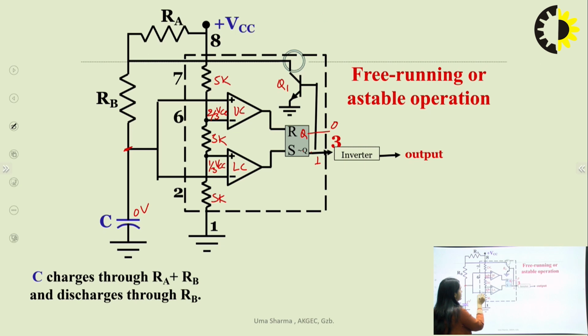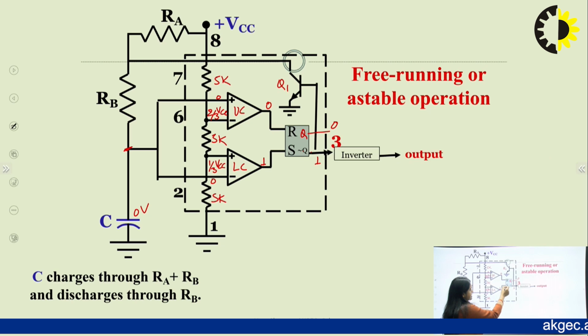So the lower comparator will produce 1, since the differential voltage is positive. Now let's see the upper comparator. The input to this upper comparator at the non-inverting node is 0 and at the inverting node it is 2/3 VCC. So definitely the differential voltage is negative, so the output will be 0. Now let's see S equals 1 and R equals 0.